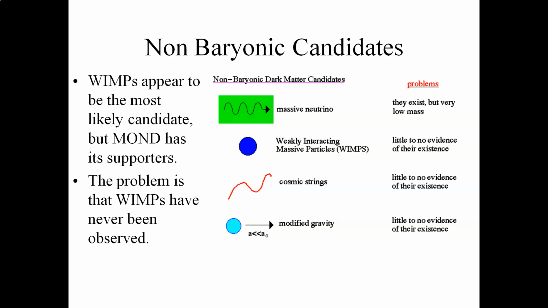However, probably the most likely candidate for dark matter, at least as far as we know right now, is a hypothesized continuation of the standard model of particle physics, something beyond the standard model of particle physics called a WIMP, a weakly interacting massive particle. WIMPs are hypothesized to exist as a continuation of the standard model of particle physics, but we have never seen any evidence of their existence in any particle physics experiments.